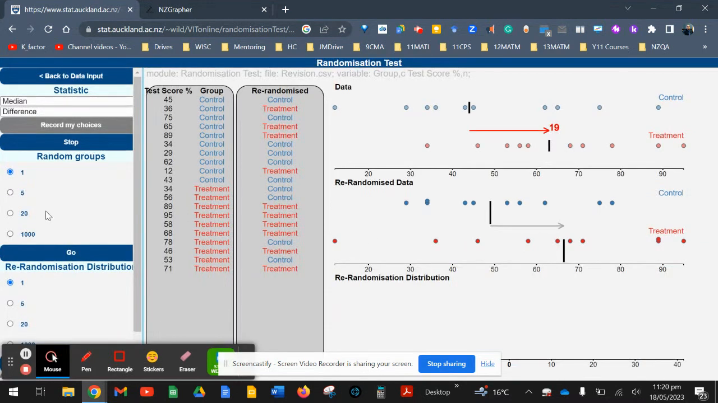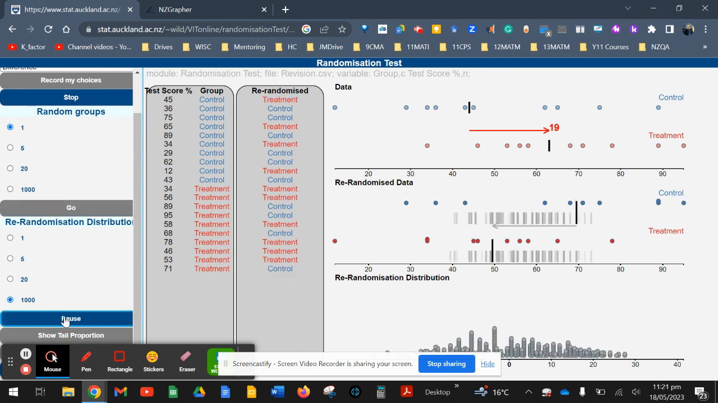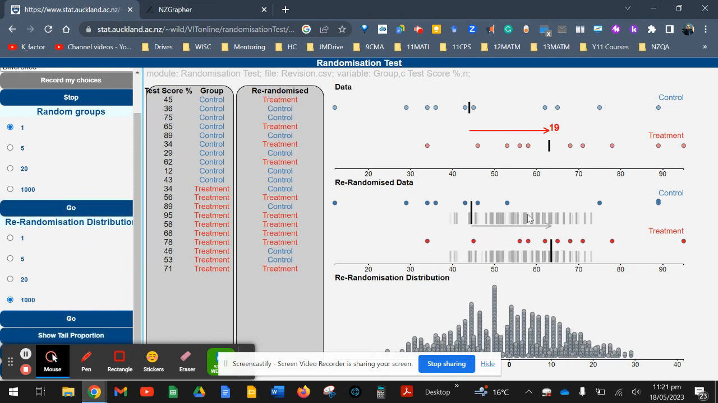Anyway, what we're going to do is click on stop. We're going to do a re-randomization test. Please watch the video on the PowerPoint which I shared with you. Every time, this gray line is finding the difference between the medians and plotting them here. So these are all the differences between medians plotted as dots, like a dot plot.